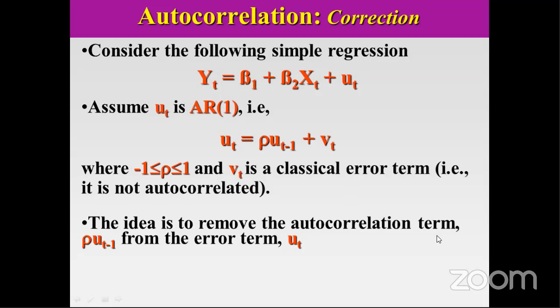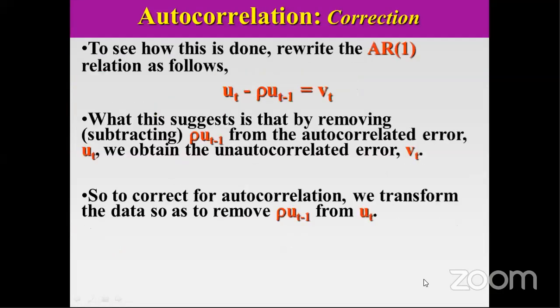The idea is to remove the autocorrelation term, that is rho ut-1, from the error term. So we have to remove this rho ut-1 from this. If you remove this rho ut-1, the problem is corrected. But how to remove this rho ut-1 from this regression is the process we need to know for correction of the autocorrelation problem.